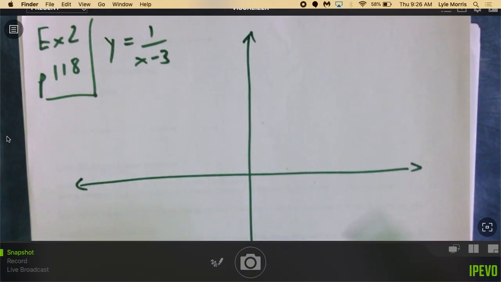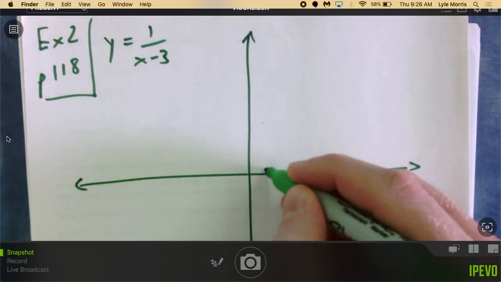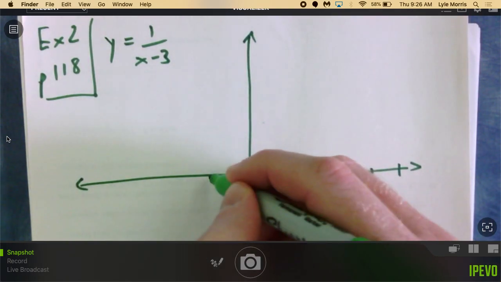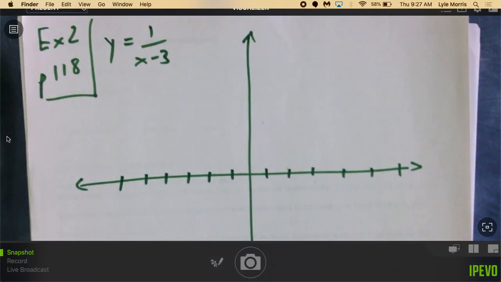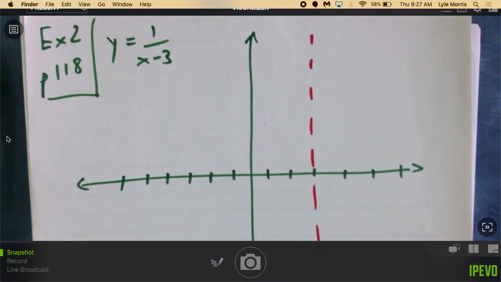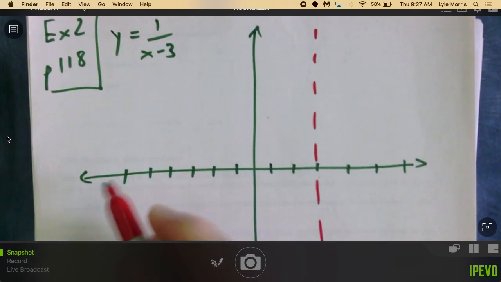I'm going to keep talking, though. We know that here, x cannot equal 3, because that would make the denominator 0. Okay, there's gaps there. My gaps kind of ran away, but that's my vertical asymptote. Horizontal is where? 0.